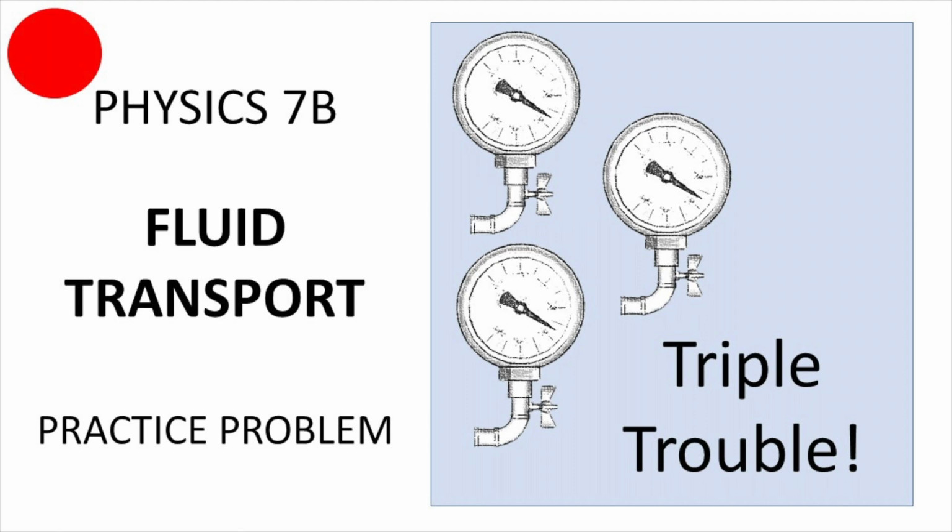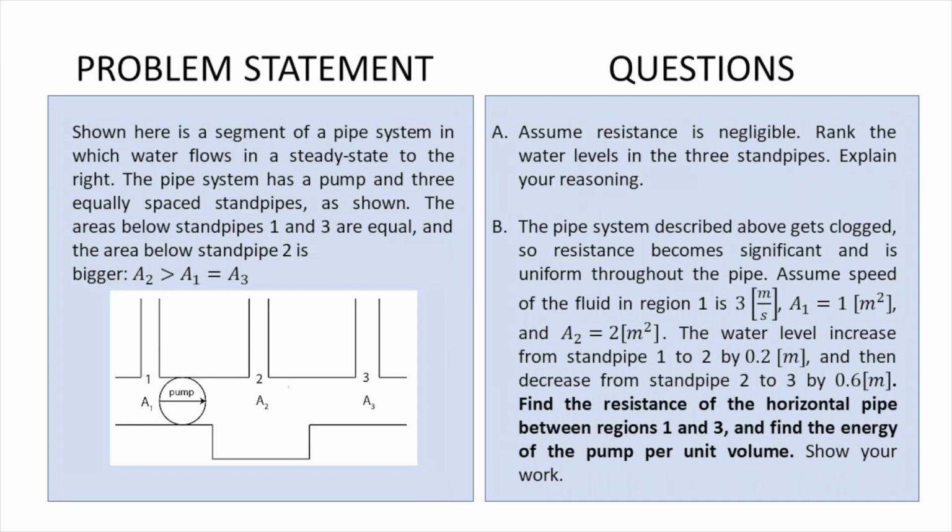So this is a problem that we're going to be solving today. Make sure to pause the video in order to copy the instructions. I'm just going to read part A. So we have a segment of a pipe system in which water flows in a steady state to the right. The pipe system has a pump and three equally spaced standpipes as shown in the picture. The areas 1 and 3 are equal, and then area 2 is greater than 1 and 3. The first question is, assume resistance is negligible, rank the water levels in the three standpipes, explain your reasoning.